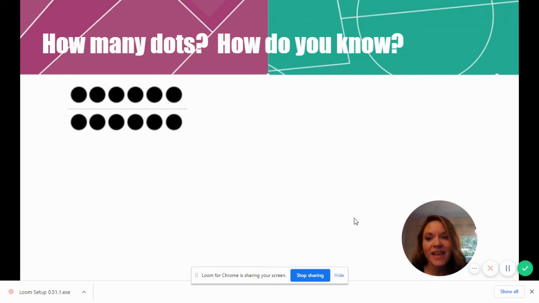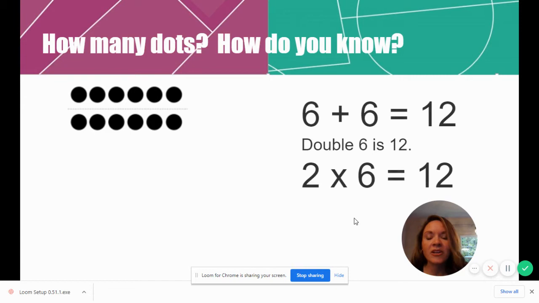How many dots? How do you know? Here there are 6 dots in each row, and our addition fact, 6 plus 6 equals 12, can help us to figure out double 6 is 12, or 2 groups of 6 equals 12.